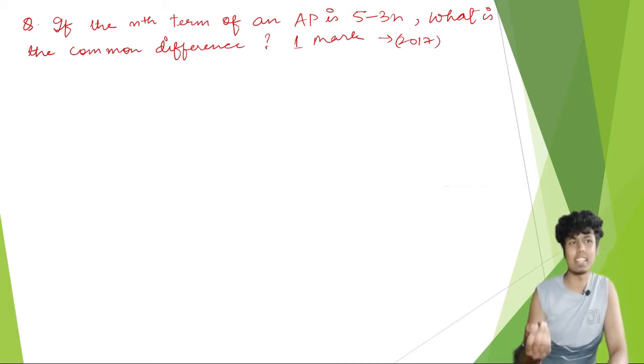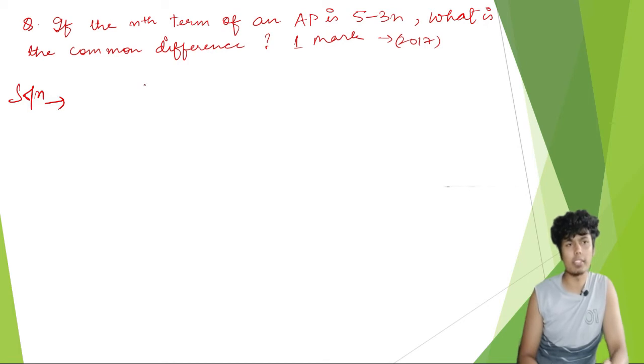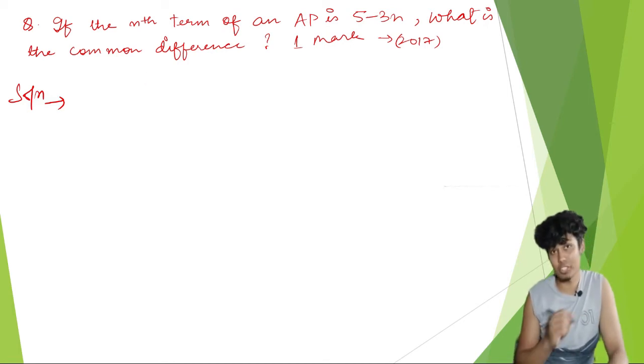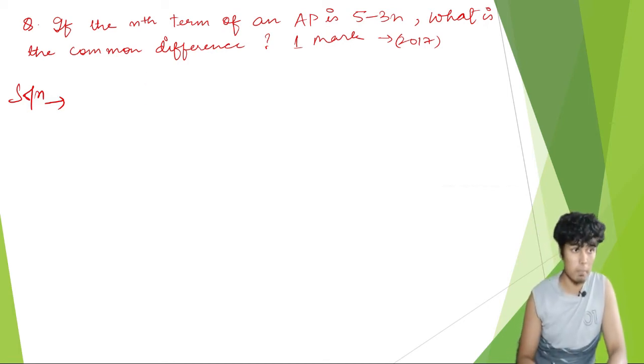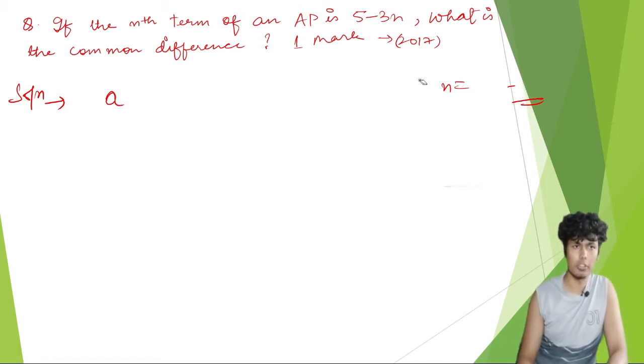So here, same thing, same question. This is also another 1 mark question. What does it say? If the nth term of an AP is 5 minus 3n, what is the common difference? Same question as before. Do you have the value of a? Do not forget the formula. You just write down the formula here: an is equal to a plus n minus 1 d. We need to know a and d. I think we don't apply it directly here, but anyway, you just remember.